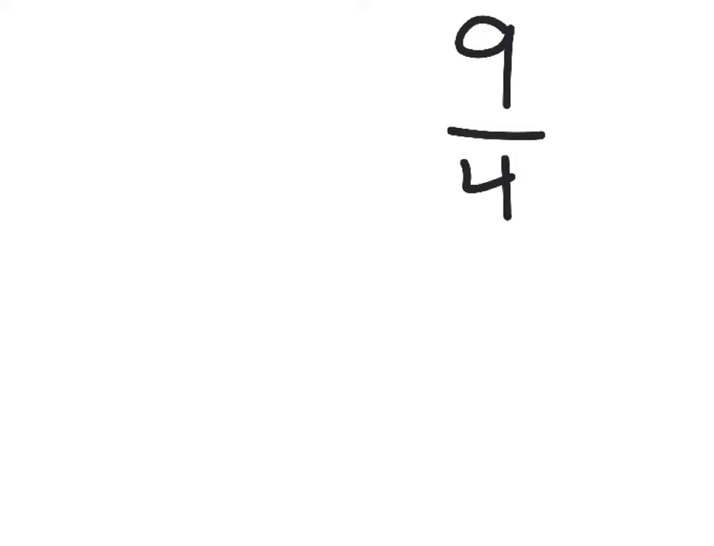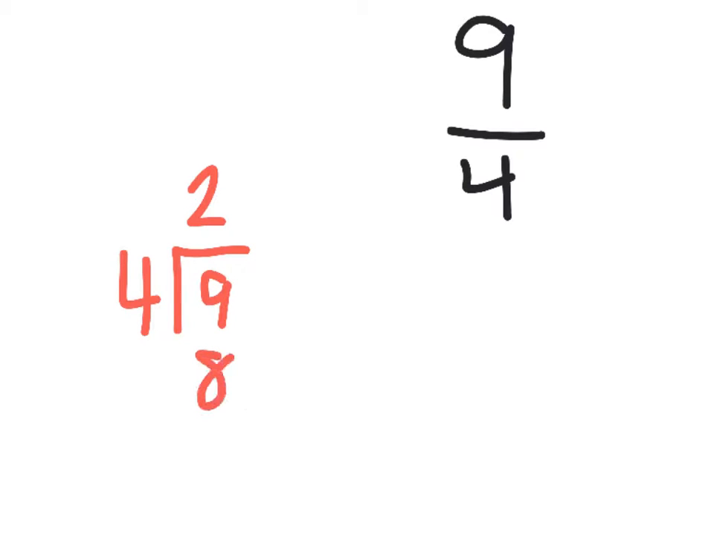There are three ways I can find my mixed number for my improper fraction. My first is dividing 9 by 4, and I can set this up like a long division problem. So I can say, how many times can 4 go into 9? Twice, because 2 times 4 gives me 8. I subtract 9 minus 8 and get a remainder of 1.